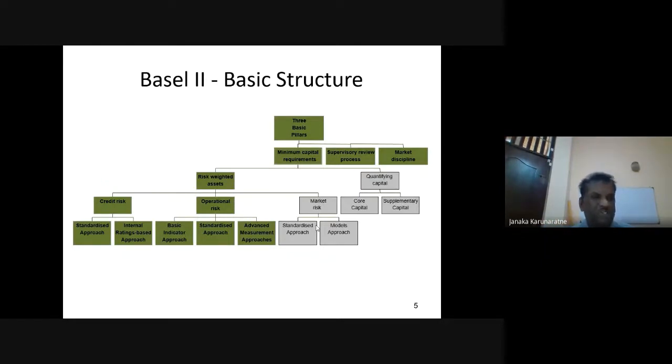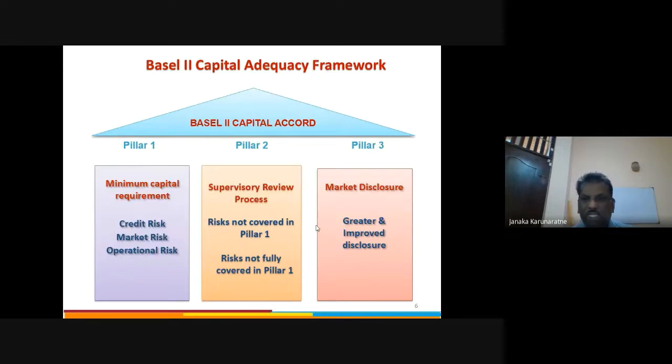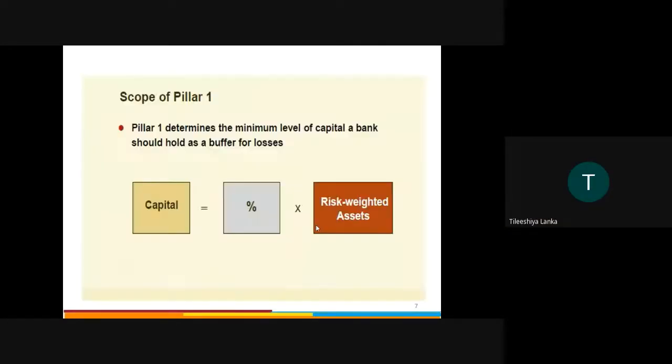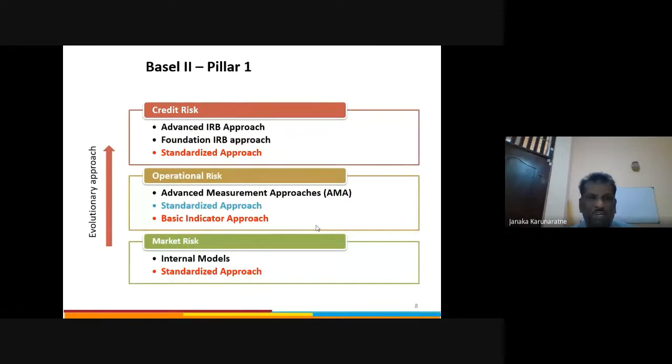So this is the Basel II structure I explained. Can you see this? Yes, sir. Okay. So we were here. So basically the 3 approaches for the credit risk, the advanced internal rating, IRB stands for internal rating based approach.